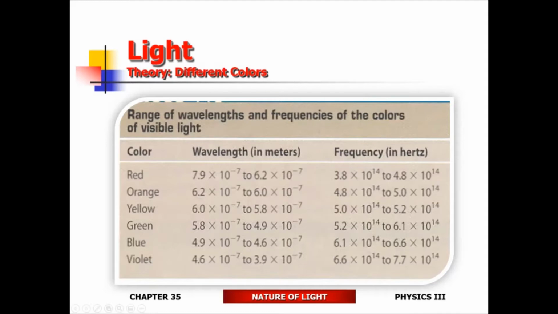Okay, so 10⁻⁷, obviously this means it's microscopic, so let's focus on the first two numbers. All right, so this is roughly about 8, this is roughly about 5. So the red has a much larger wavelength than blue does. That's the only thing I want you to remember.